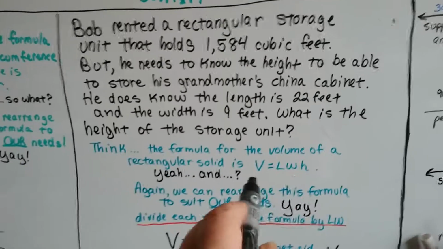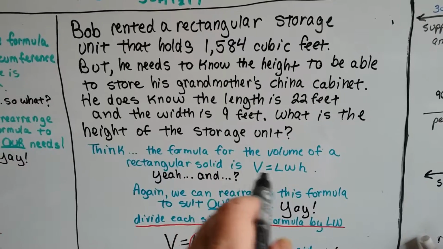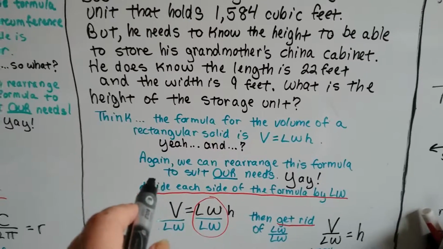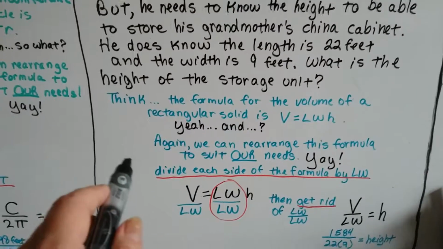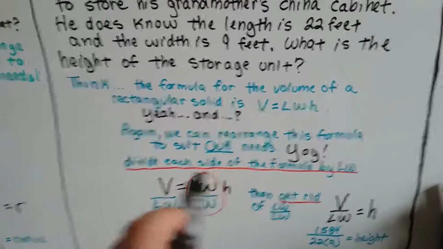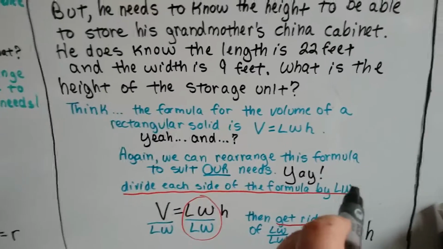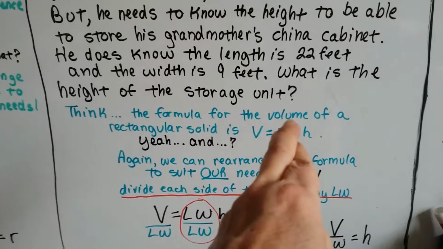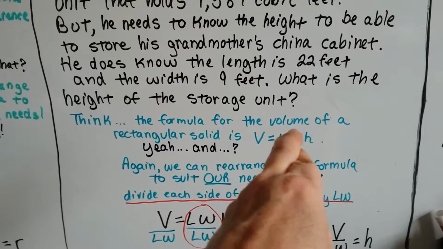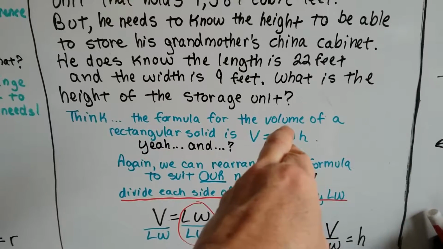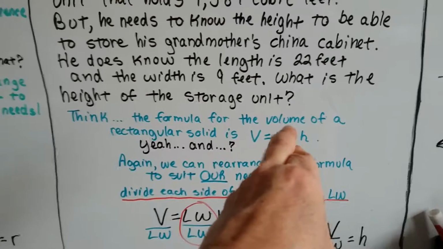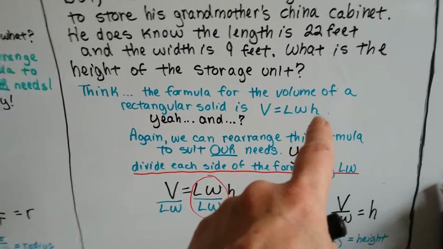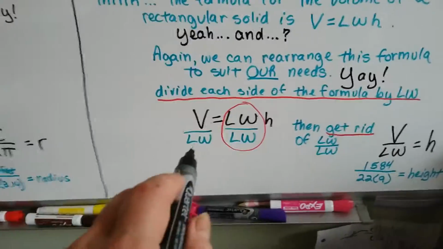So do you see in this formula what is in the way of making the equal sign next to the H? Well, again, we can rearrange this formula to suit our needs. We divide each side of the formula by the LW. That's what's in the way of putting the H next to the equal sign. Can you see that right there? It would be H equals V something, right? So we need to divide both sides by that LW to get that H by itself. And that's what we do.